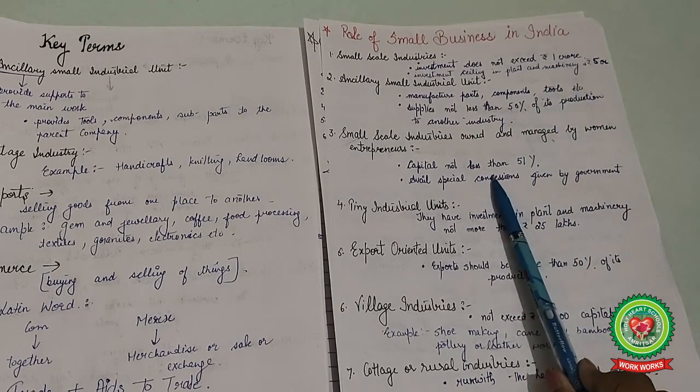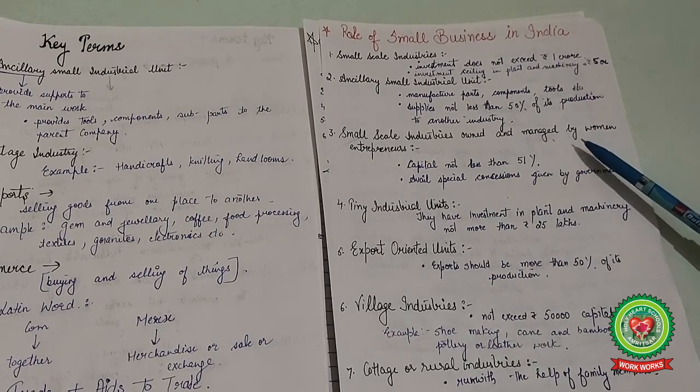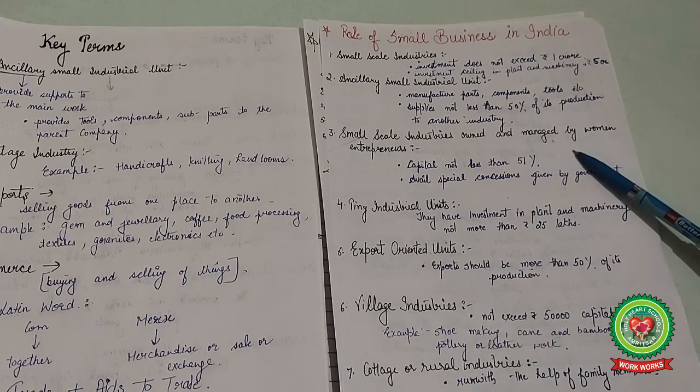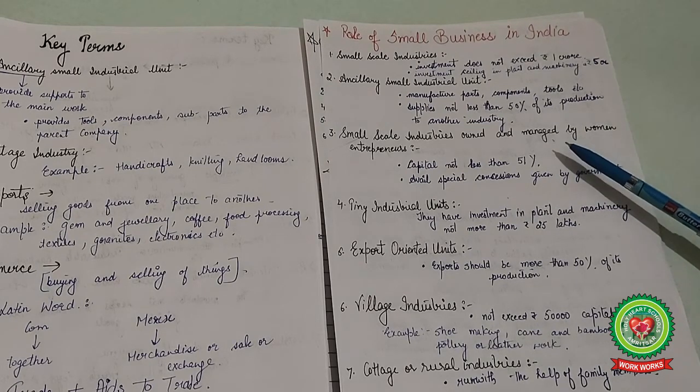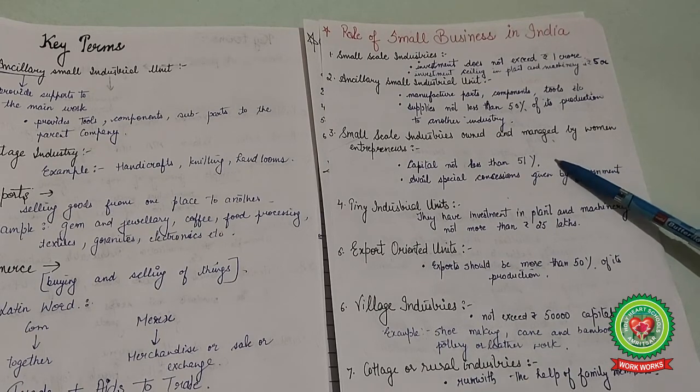Next one is the small scale industries owned and managed by women entrepreneurs. Women entrepreneurs since independence in India: the first is Kalpana Saroj, who started her garment factory to support the family. Then there is Vandana Luthra, who was the founder of the VLCC company. So there are various women entrepreneurs who started their own businesses and manage their activities.